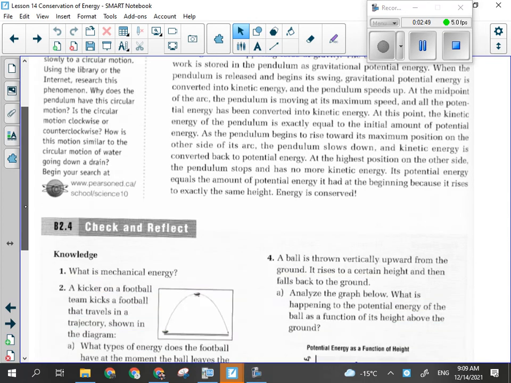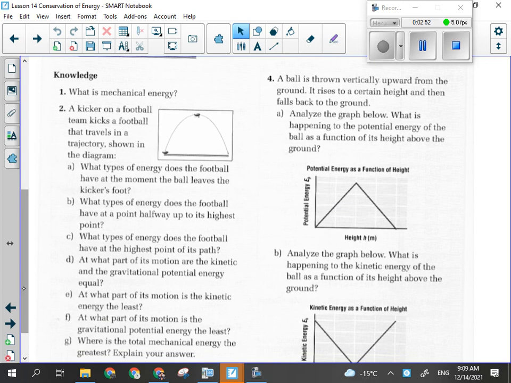So if we're looking at some of these questions, this picture with the football in question number 2: a kicker on a football team kicks the football, which travels in the trajectory shown in the diagram. So right here, the instant the ball leaves the kicker's foot, what kind of energy does it have? Just after it leaves his foot. Kinetic. Right, because we would assume it's still on the ground. It's just leaving his foot. It's already changed shape back into a football as opposed to having the dent in it from his foot.